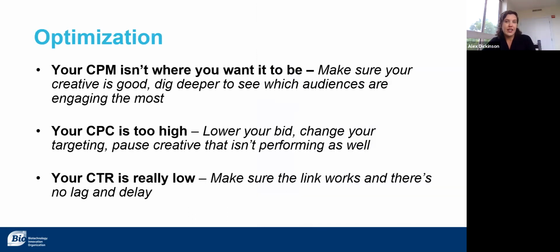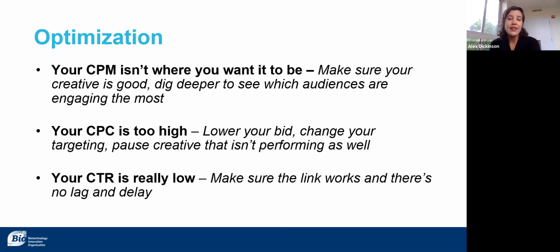A couple other optimizations to keep in mind. If your CPM, so your impressions, isn't where you want it to be, first make sure that your creative is good. Take a solid look at the creative and see if it is popping to people. Look at some of the principles we've talked about in previous webinars to evaluate whether it is actually resonating. If you feel the creative is solid, dig deeper to see which audiences are engaging the most. If one specific segment is engaging more than others, maybe focus more of the campaign on that and remove the others, or consider finding other audiences that might be similar to them and think critically about why this is working there.